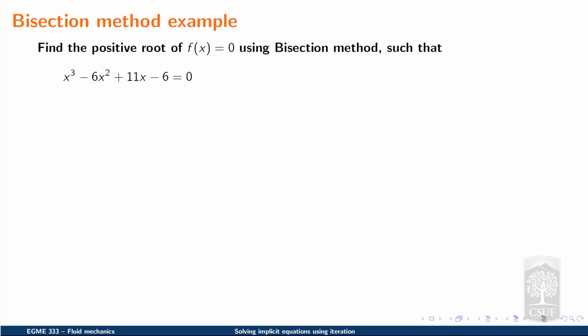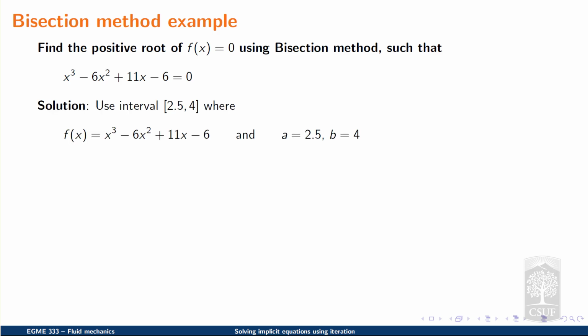Lastly, let's illustrate how to utilize the bisection method by applying it to the function f of x such that f of x is equal to x cubed minus 6x squared plus 11x minus 6. We'll select the interval 2.5 to 4 such that a would equal 2.5 and b is equal to 4. Again, in this example, f of x is equal to x cubed minus 6x squared plus 11x minus 6.